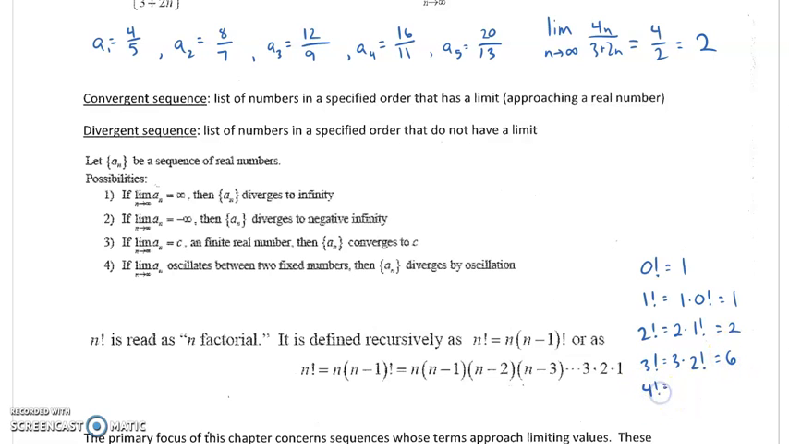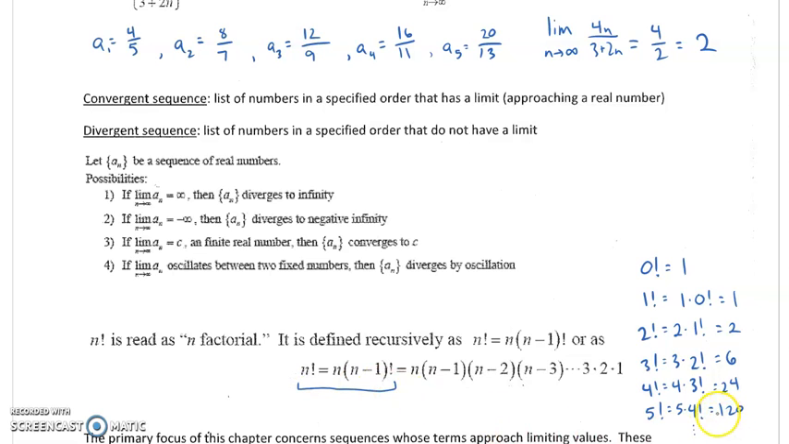4 factorial is defined to be 4 times 3 factorial. So 4 times 6 is 24. 5 factorial is 5 times 4 factorial. 5 times 24 is 120, and so on. So this is a sequence of values, 1, 1, 2, 6, 24, 120, etc., that we're going to want to be very familiar with. And again, the reason we're calling this recursive is because to find, for example, 5 factorial, we need to know what 4 factorial is, and we're going to multiply it by the previous value. So that's this part right here.